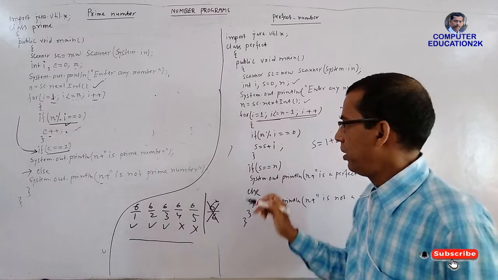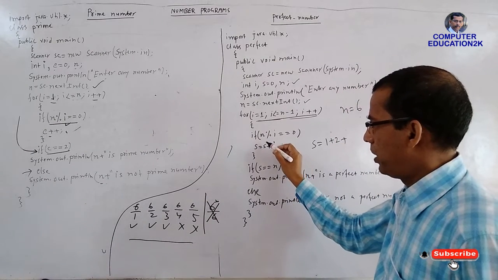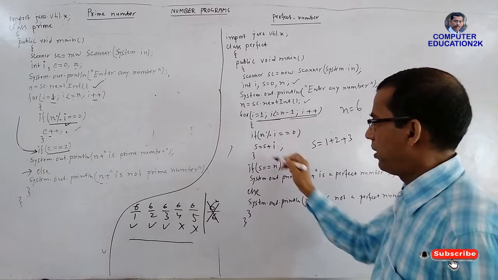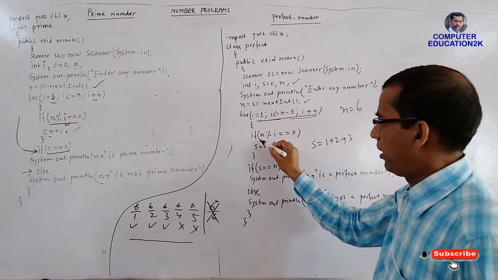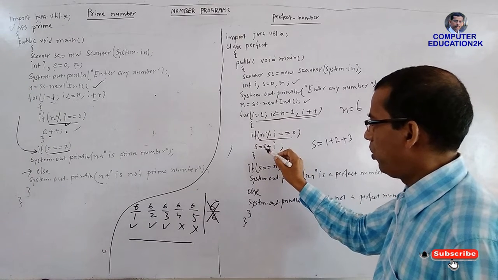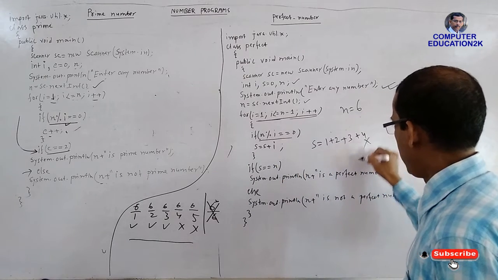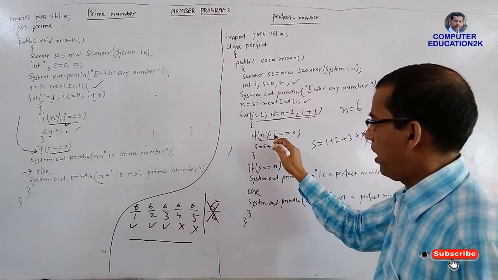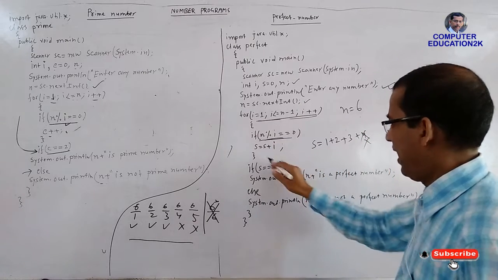Then I will be 3. 6 by 3 is divisible. If it is divisible, then the value will come and store in S, so 3 will come here. Then 6 by 4, is it divisible? Not divisible. In case of 6 by 4, the condition is false, so 4 will not come and store in S. Then the I value will be 5. 6 by 5, is it divisible? Not divisible. That 5 will not be stored in S.